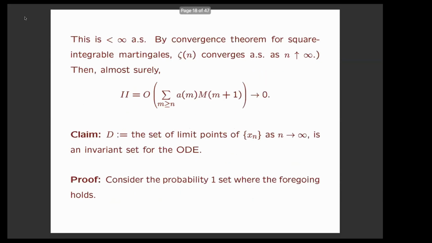And by the martingale convergence theorem, zeta m converges, and our error due to the martingale difference noise is part of the tail of a convergent sequence, so that also goes to 0. So on these moving windows, the two approach each other. Now the claim is that if the set of limit points of xn as n goes to infinity, of course everything I say is almost sure, then it converges to an invariant set of the differential equation.